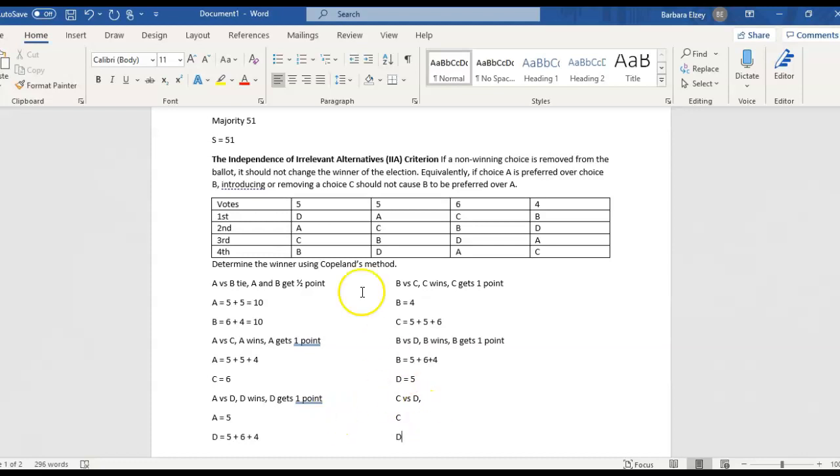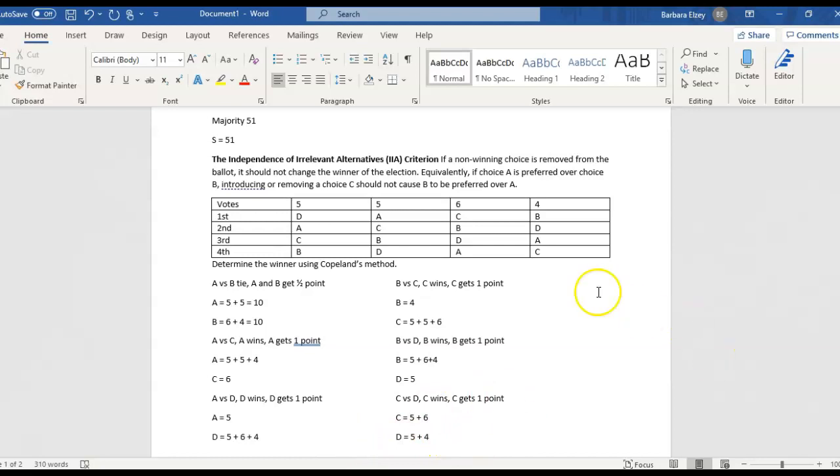All right, so C and D. Well, let's notice D gets these first 5. C is preferred to D in the second column, so C gets the next 5. C is also preferred to D in the third column, which is going to make it the winner since that's the majority. But let's notice that D does get these last 4. So C wins, and C gets 1 point.